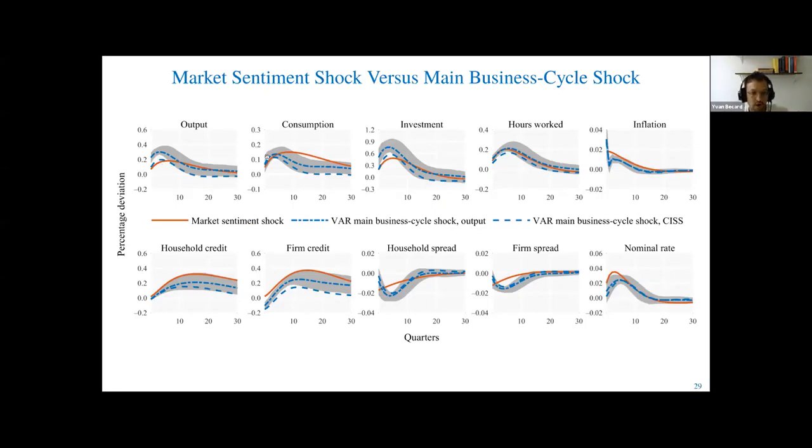So this is basically to validate the transmission mechanism. One comes from the structural model, the other one comes from a much more flexible statistical framework, which is the VAR. And we see that, of course, it's not perfect, but still the dynamics are kind of the same for most variables of interest.